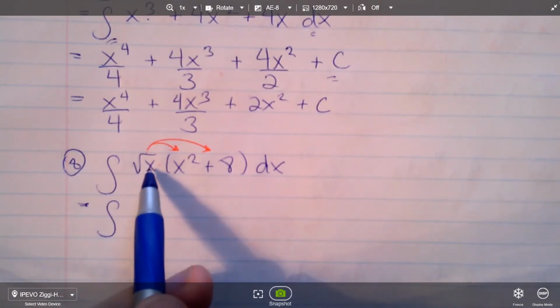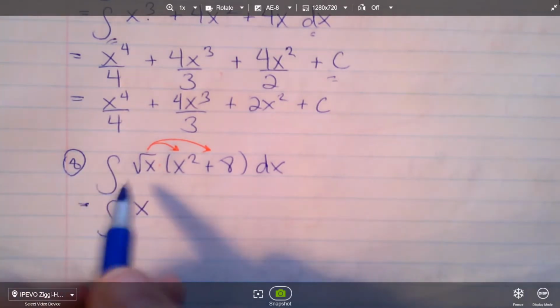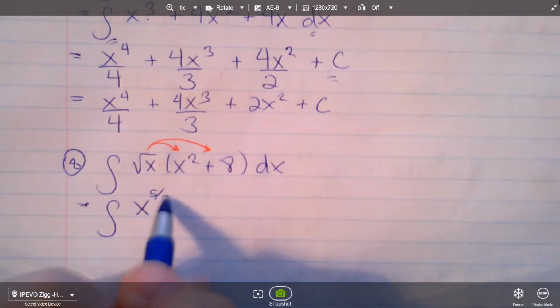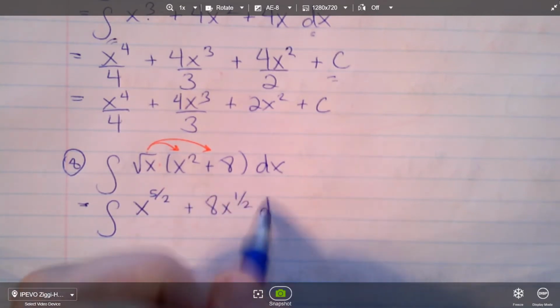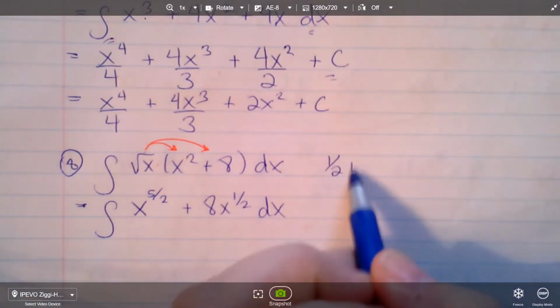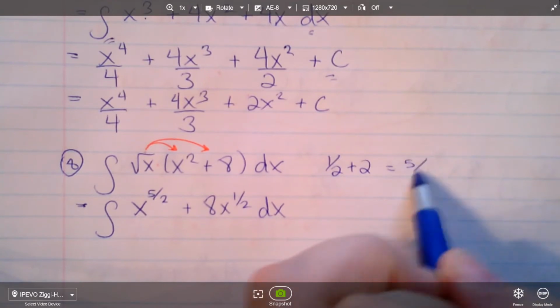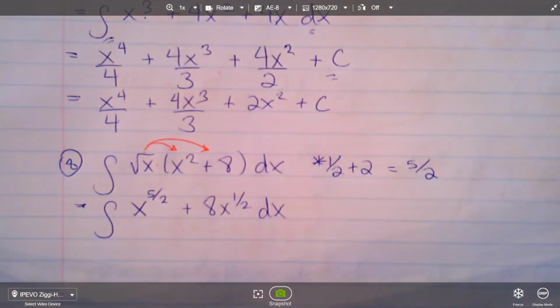This is x to the 1/2, we know that. So when I multiply the half and the 2, I add them. I get 5 over 2, x half. All right, so the 5 over 2 came from the half plus the 2, which is where the 5 over 2 is coming from. Okay.